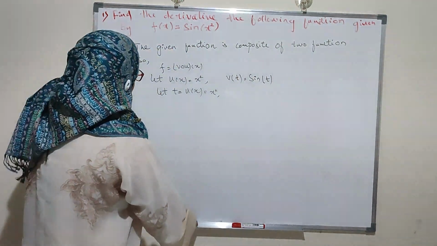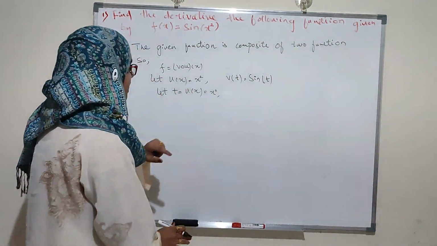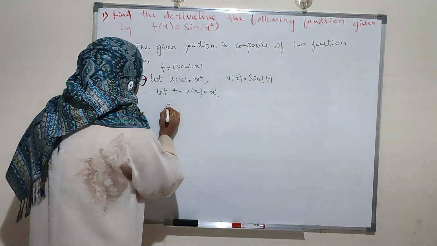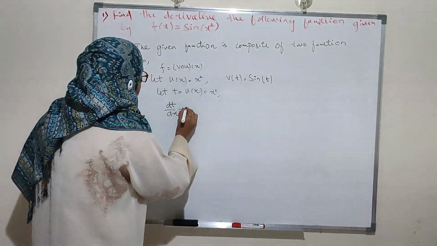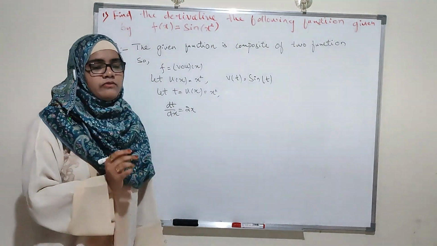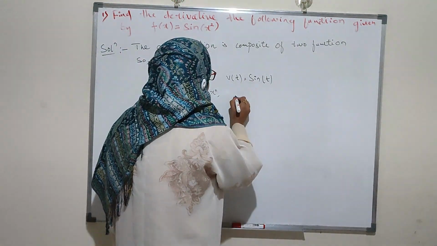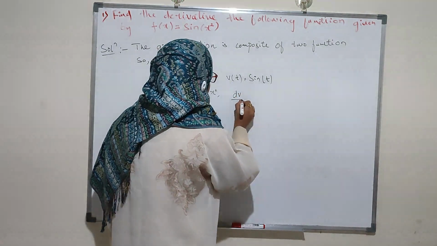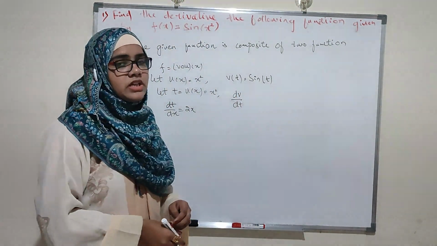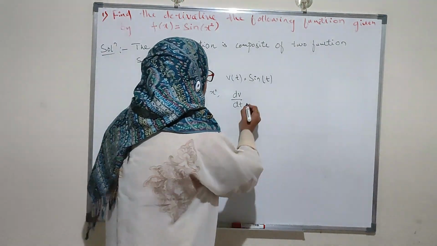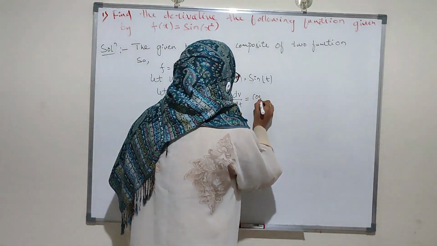Now differentiating these two, t and v, with respect to x. T with respect to x, dt by dx, is the differentiation of x square, which is 2x by using the x raised to n formula. Here, differentiation of v with respect to t, because we are taking the function in terms of t. That's why we have to differentiate v with respect to t. Sin t differentiation is cos t.